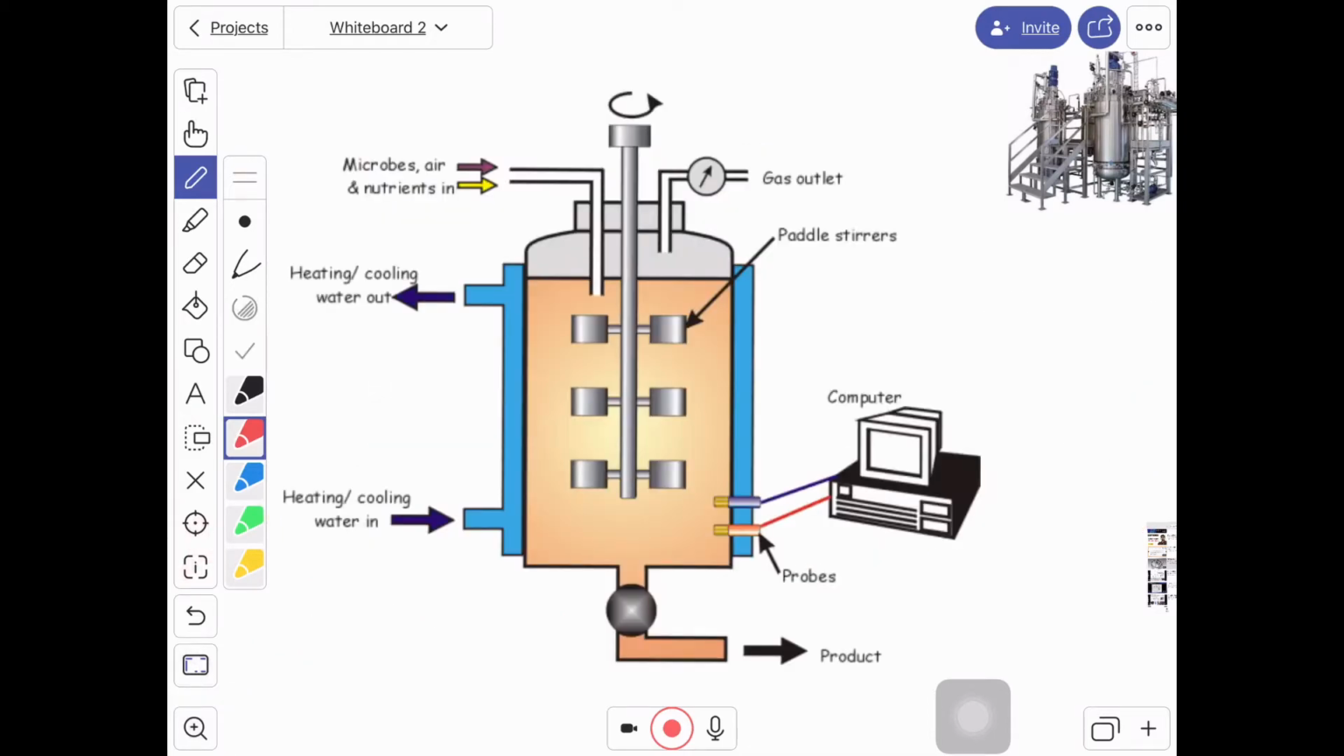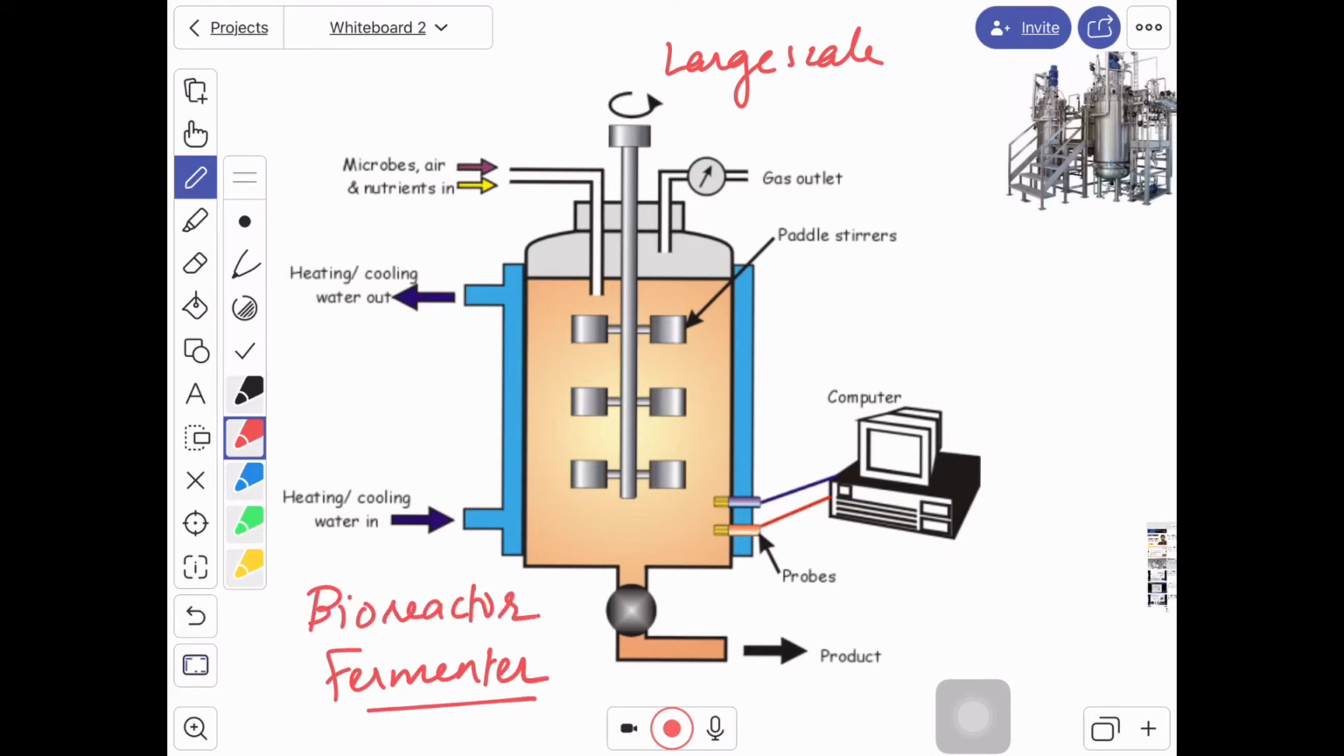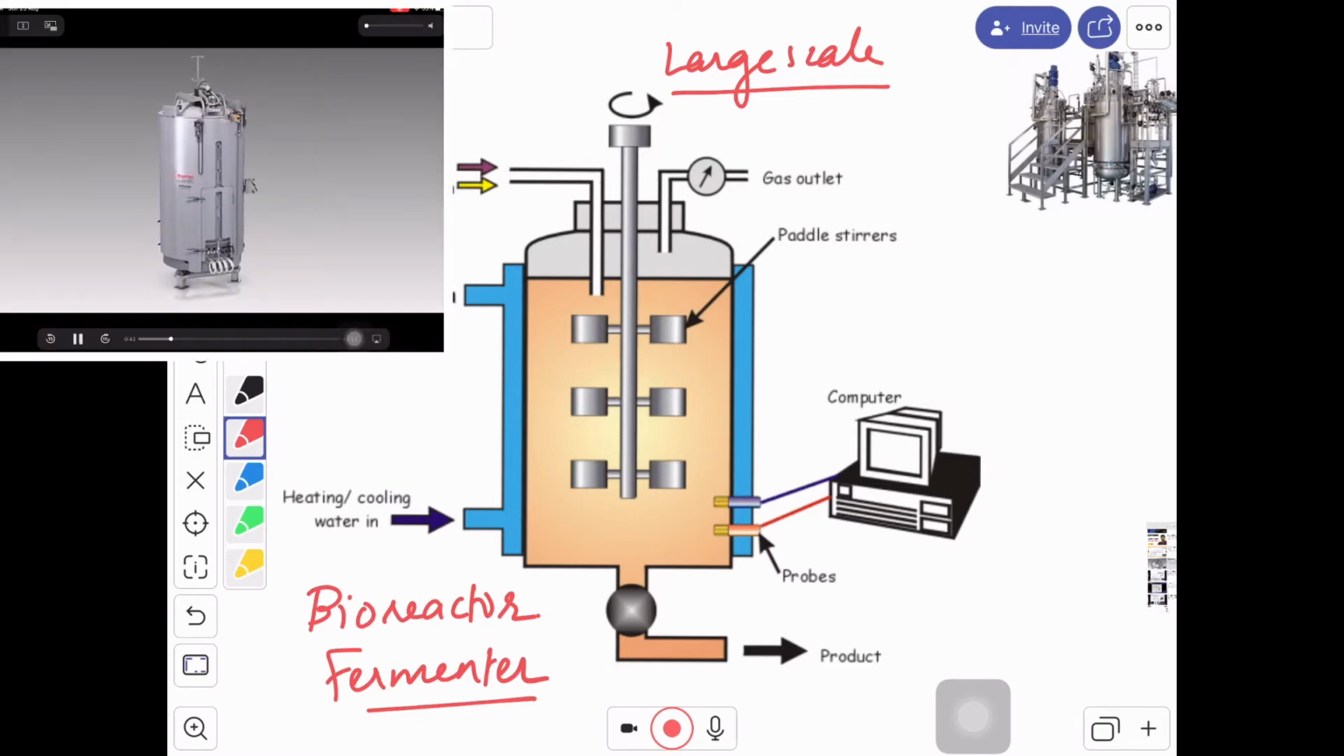In large scale, we use certain structures known as fermenters. A fermenter is also known as a bioreactor. They are vessels which are used for large scale growth of microorganisms under a controlled environment. The basic design of a fermenter is shown here. Let us see what the basic parts of a fermenter are. Keep in mind, a fermenter is normally used for large scale production.